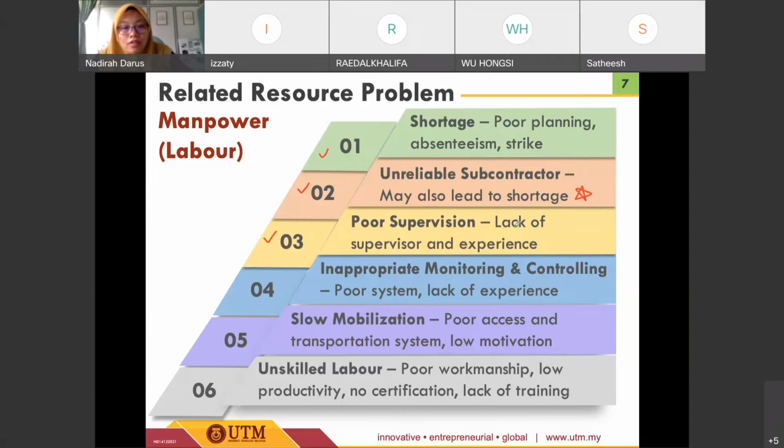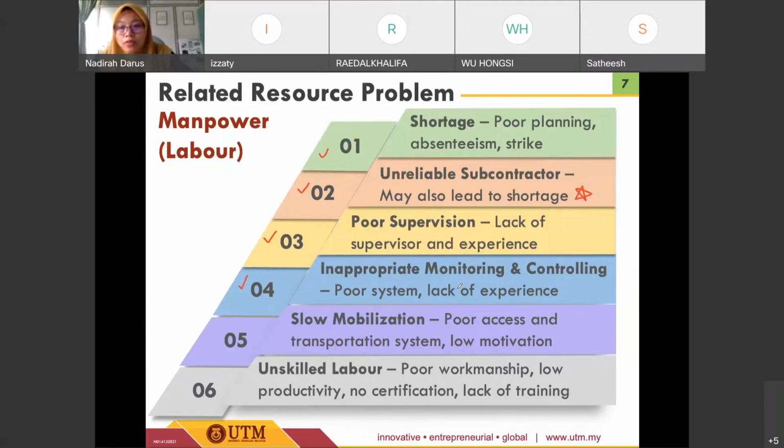All right. So far we have three factors. Apart from that, we also have potential problems related to the resources, such as inappropriate monitoring and controlling, slow mobilization, and also unskilled labor. So all of this also will affect the resource planning, so we need to consider all of these issues, all of these problems.